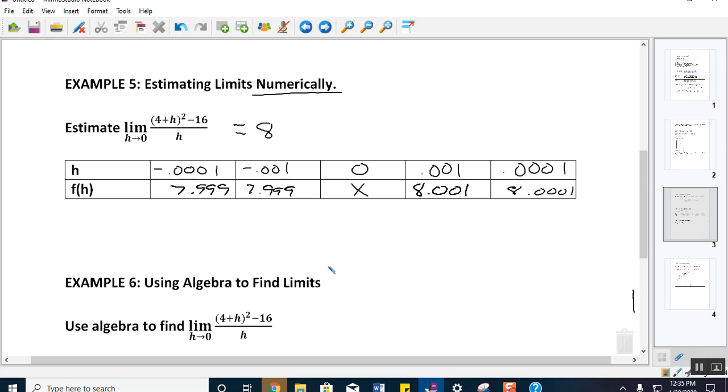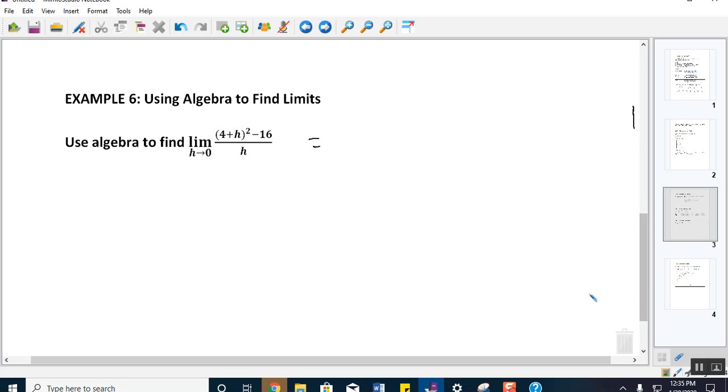When we're doing things algebraically right here, we think that this is going to converge on what value? 8. We think the limit's at 8, even though it's undefined. When you use algebra to find limits right here, here's what you really do, kids. You're going to plug in this function that we're trying to find the limit for. They basically want you to go ahead and expand everything. So let me show you what this becomes.